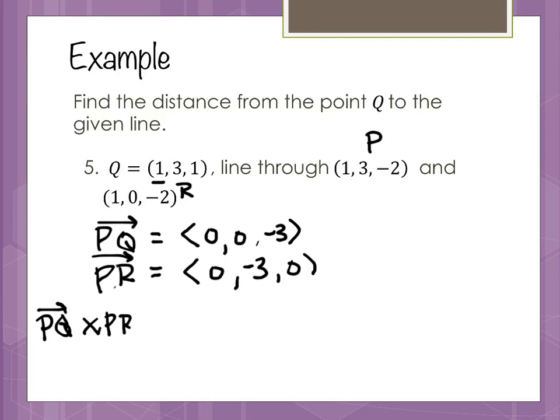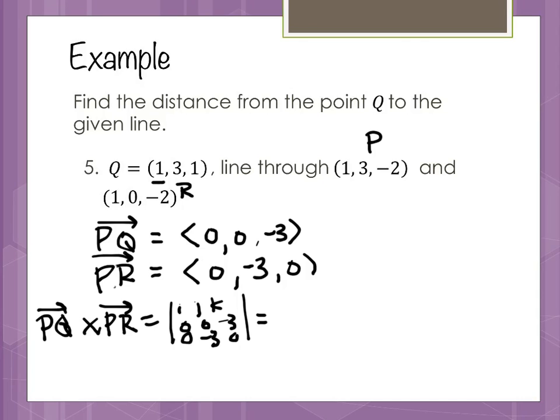cross PR. This is what happens when you start questioning your own notes. They were all just fine to start with, and I started thinking they were wrong. All right, so I need the cross product. So this is I, J, and K, just like we did before. Got a lot of zeros, even more than I thought I had before, right?